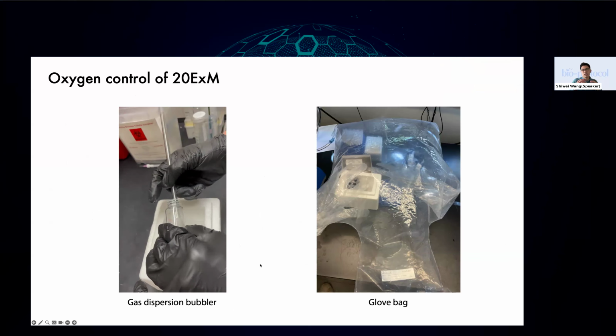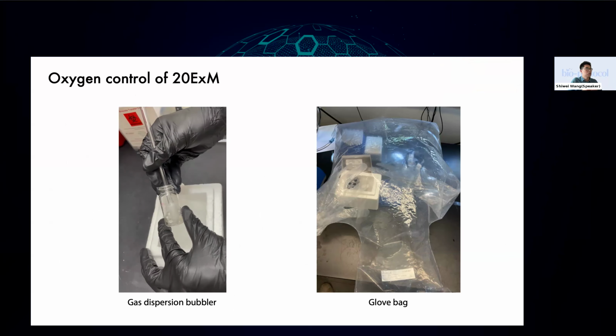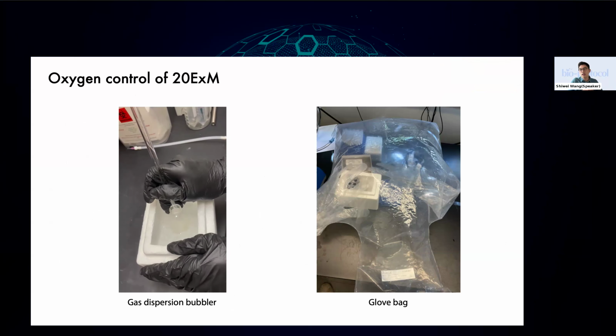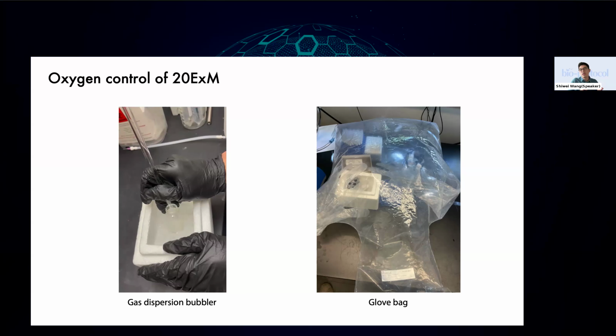It's basically a glass sponge that breaks a flow of nitrogen into little bubbles to replace oxygen from a solution very rapidly and efficiently. So with this, we can achieve very good oxygen removal within a single minute. And the other improvement that we use is we incorporate this glove bag.